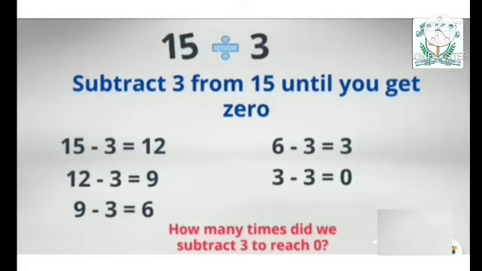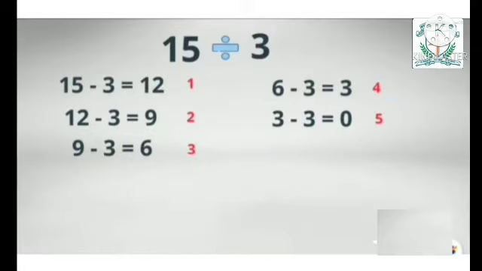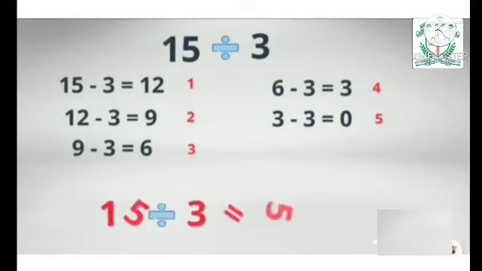One time, 2 times, 3 times, 4 times, 5 times. Yes, we subtracted 3 five times from 15 to get 0. So, we can write 15 divided by 3 is equal to 5.